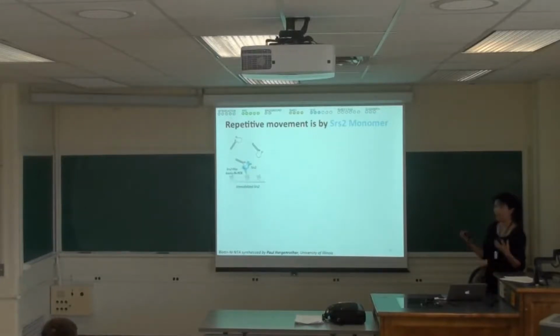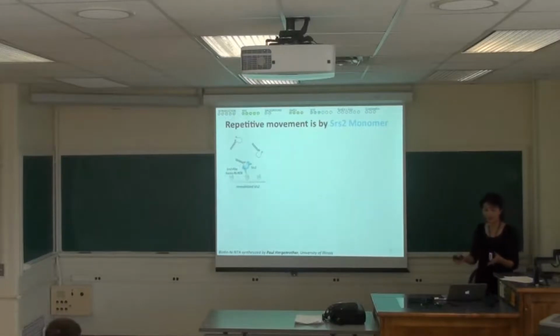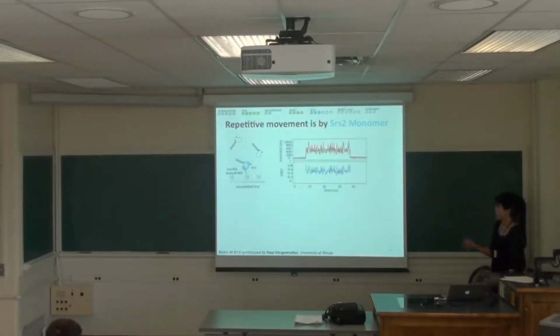Now we have the unlabeled protein bound to the surface, and we can add this same FRET construct, but a non-biotinylated construct, to this assay. And there it is. Yes, it's a monomer protein that is able to generate this motion.